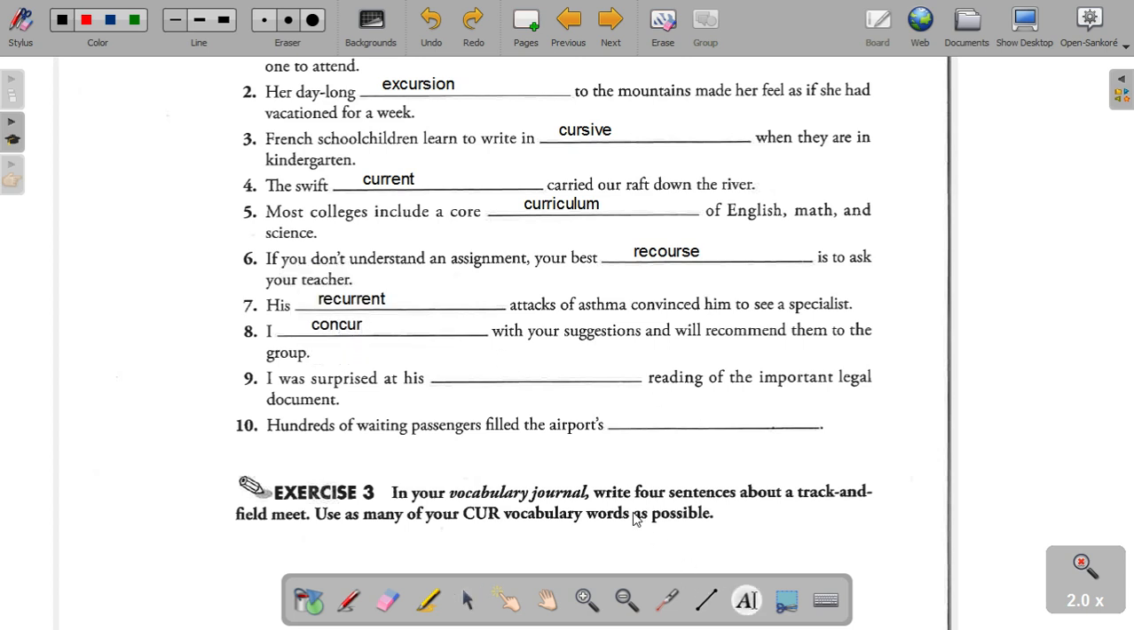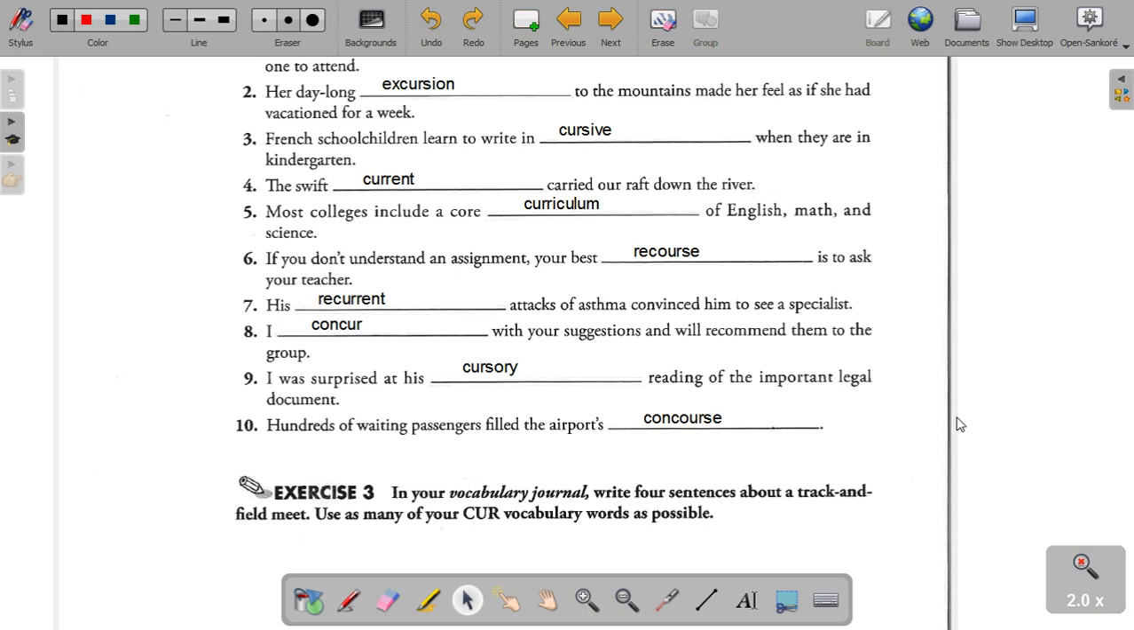And then number 9, I was surprised at his blank reading of the important legal document. So he should have read it carefully, but instead he only gave it a cursory reading. And then last one, hundreds of waiting passengers filled up the airport's that strip of space. The large opening where crowds are is a concourse. Now, most of the time, concourse is just in reference to an airport. It's very rare that you hear the word concourse and it is not referring to an airport in some capacity.